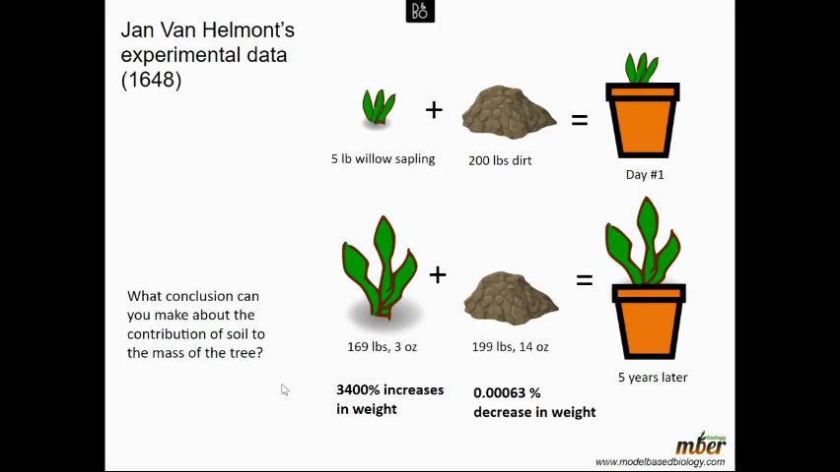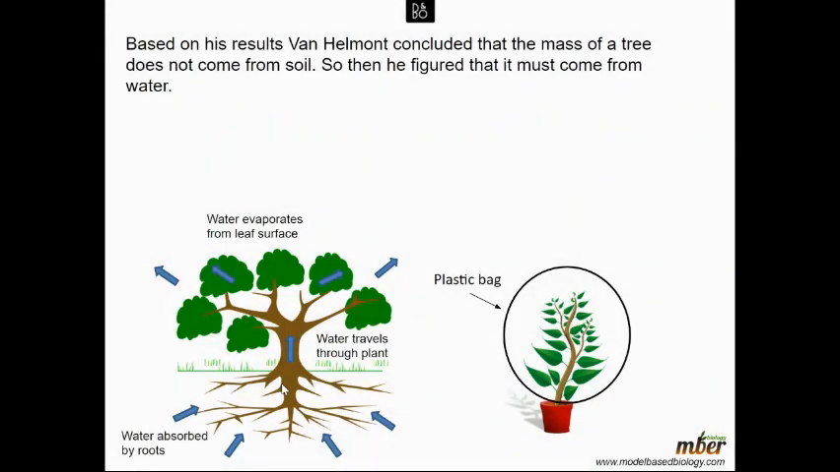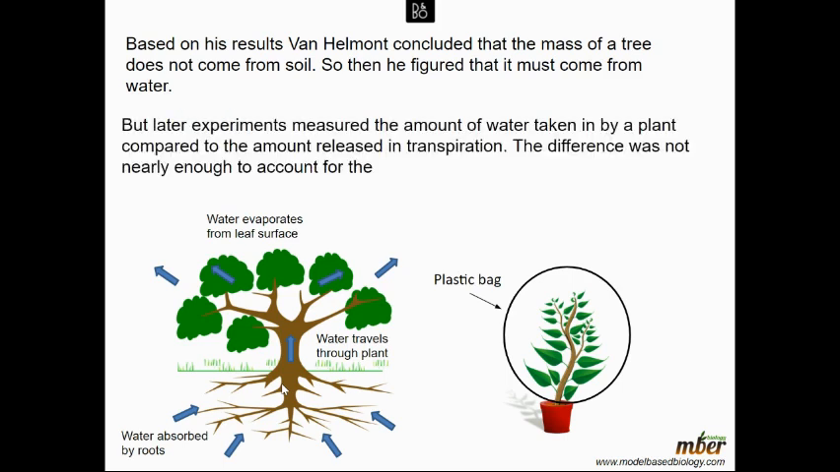So that is not a significant amount, and it could actually be considered insignificant, where it doesn't actually matter, statistically speaking. So based on this result, he concluded that the mass of the tree does not come from the soil. So then he thought it must be the water. Water evaporates from the leaf surfaces and travels throughout a plant and gets absorbed in the roots, so he put a bag over the top of the plant to collect all that water. But later experiments measured the amount of water taken in by a plant compared to the amount released in transpiration, which is just how plants get rid of their water. The difference was not nearly enough to account for that huge increase of the tree.